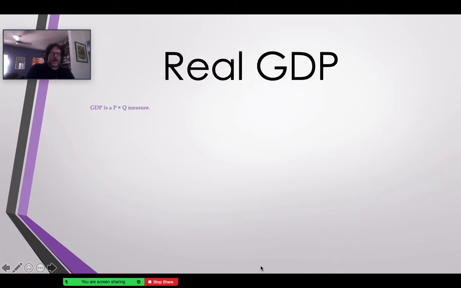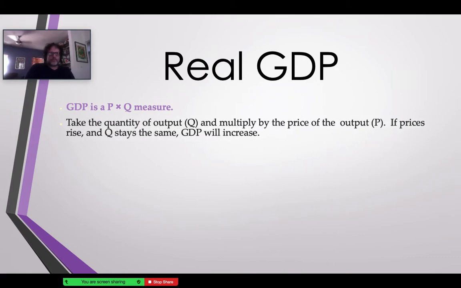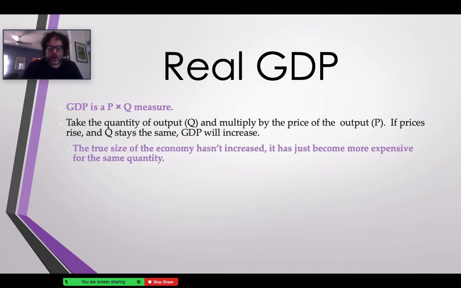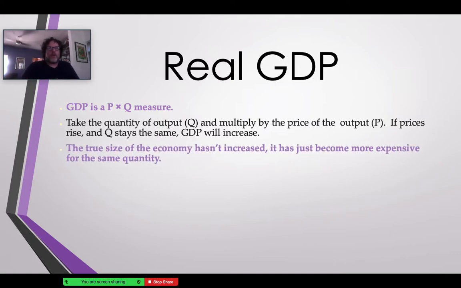So, how do we calculate real GDP? Normally, GDP is price times quantity. We take how much we produced and multiply it by the price. If prices rise, though, and I'm making the same amount, it's going to seem like we're making more, even though the size of the economy hasn't increased, things have just gotten more expensive. And remember, with GDP, we're concerned with output, the amount of stuff.